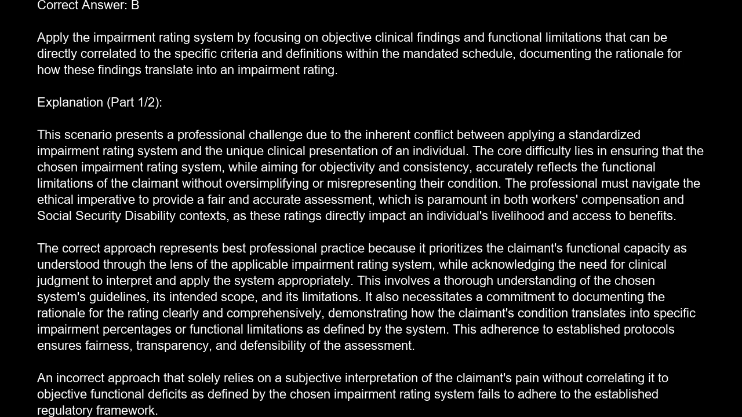This involves a thorough understanding of the chosen system's guidelines, its intended scope, and its limitations. It also necessitates a commitment to documenting the rationale for the rating clearly and comprehensively, demonstrating how the claimant's condition translates into specific impairment percentages or functional limitations as defined by the system. This adherence to established protocols ensures fairness, transparency, and defensibility of the assessment.